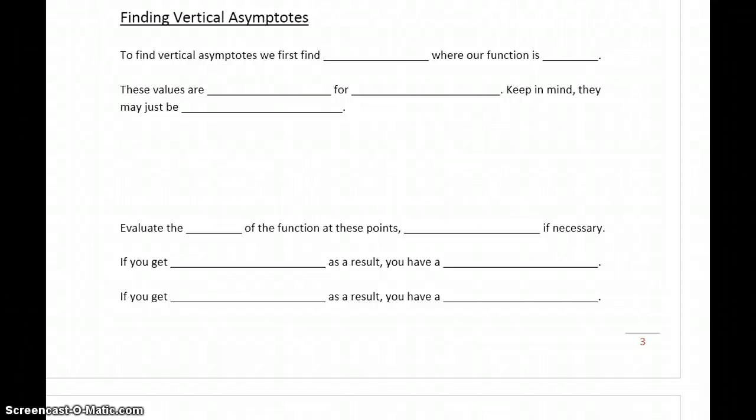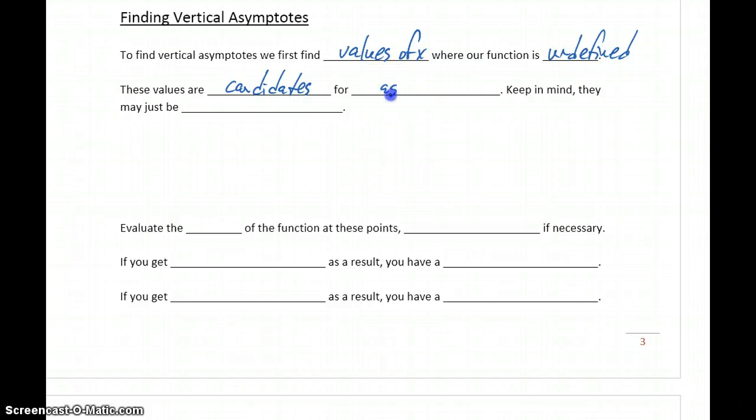We know that vertical asymptotes are going to occur at places where our function is undefined. So to find them, the first thing to do is to identify any values of x where our function is undefined. We want to keep in mind, though, that these values are just candidates for asymptotes. Just because the function's undefined doesn't mean we're guaranteed to have an asymptote there. They may just be open circles in the graph.